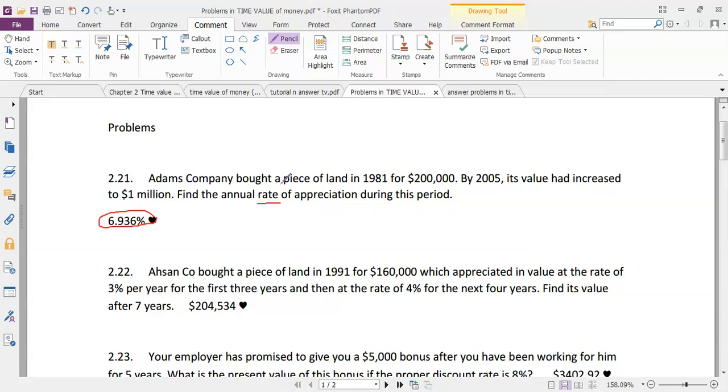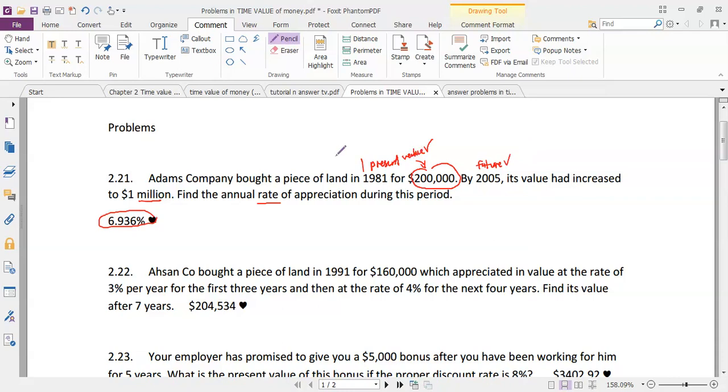If you look here, in 1981 you already know the land is 200,000. So this is the present value, 200,000 now, and then by 2005 is in the future, the price will increase to 1 million. So we already know the present value, that is 200,000, and the future value is 1 million.